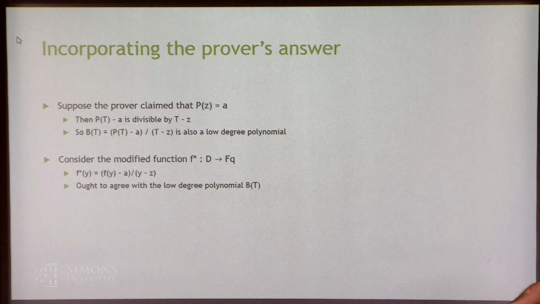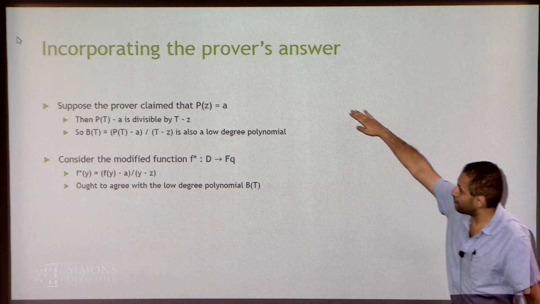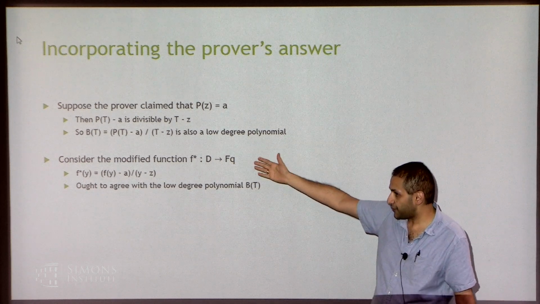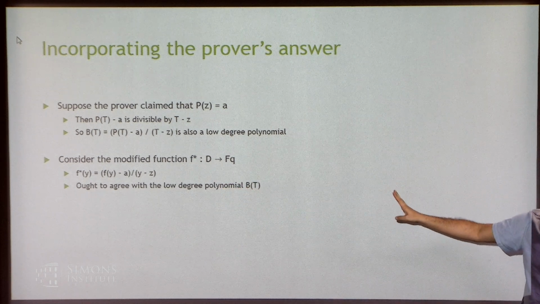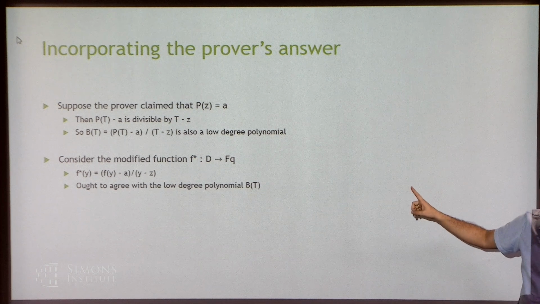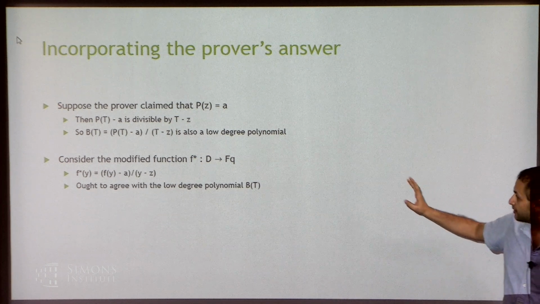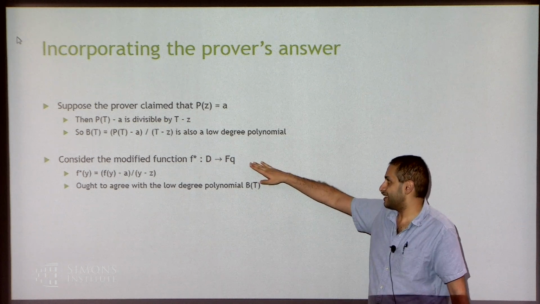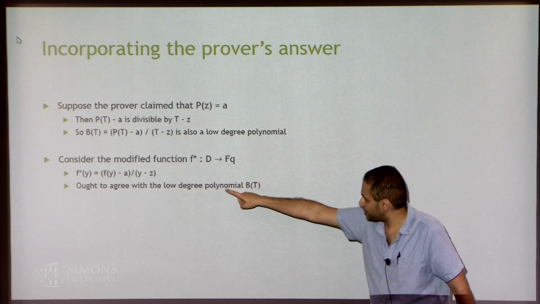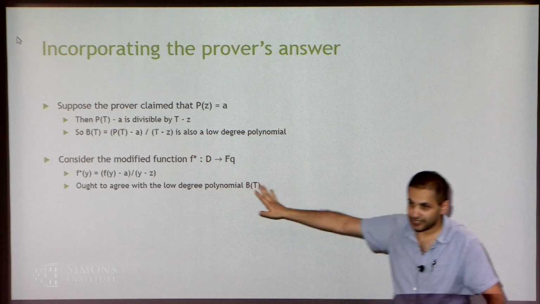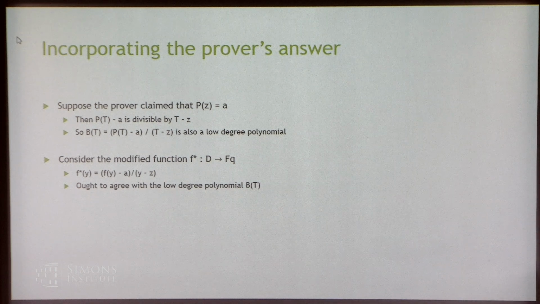So now you had access to this function f. We can incorporate the prover's claim about p of z into this f. We can create a new function f star, where f star of y is f of y minus a over y minus z. And this ought to be a low degree polynomial. And if f was truly a polynomial which didn't take the value a at z, then this would not be a polynomial. It would be a rational function. And this is extremely far from all low degree polynomials. So this should help us catch the prover later.